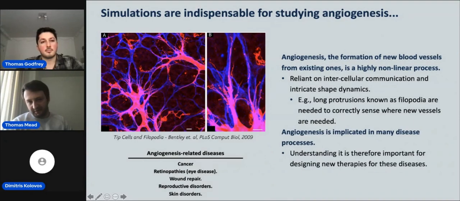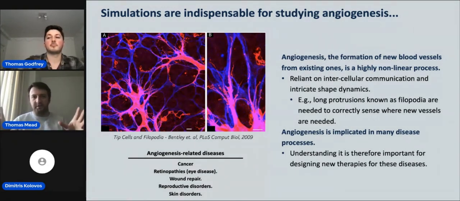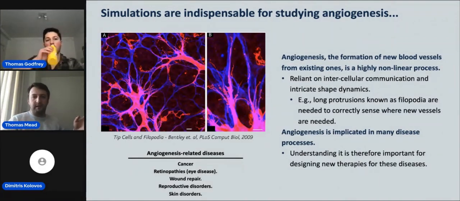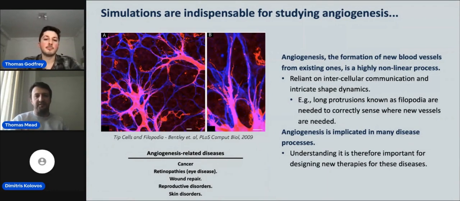And as it turns out, these are vital for cells in the blood vessel to work out where in the environment it's supposed to grow to. And also, as it turns out, angiogenesis is implicated in many disease processes, and I've listed just a few of them here. So cancer is obviously the big one, with new blood vessels growing into tumors, basically being necessary for them to grow past a certain size. And as you might expect, understanding how this process works is really important for designing new therapies for these diseases.